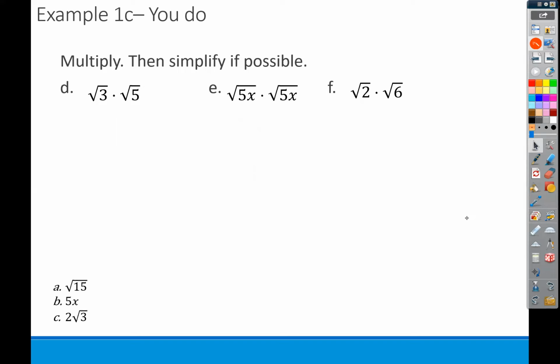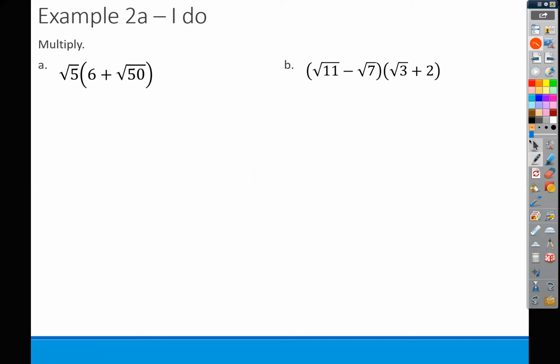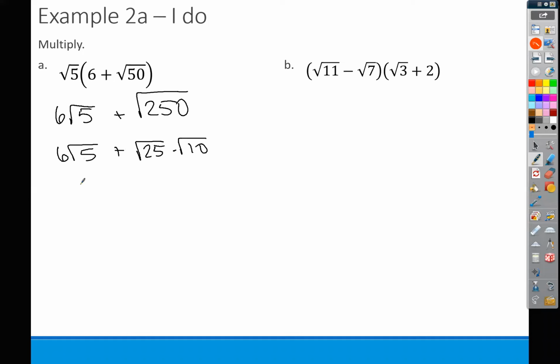And those are your answers. Okay, 2a. So we're multiplying these, so we're just going to distribute, right? But 6 times the square root of 5 is in a radical, and the 6 is not. So we would have to list it 6 times the square root of 5. And we've got 5 times 50, which is 250, which you can break down, right? Because that's 25 times 10. So 6 square root of 5, the square root of 25 is 5, and then you have that square root of 10 that you really can't do anything with.